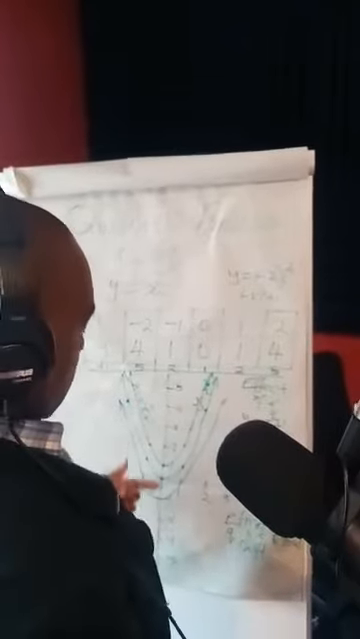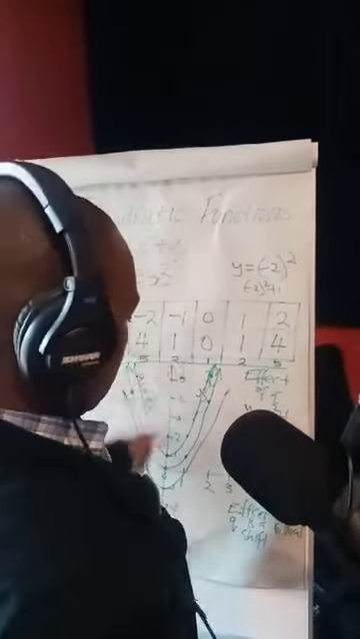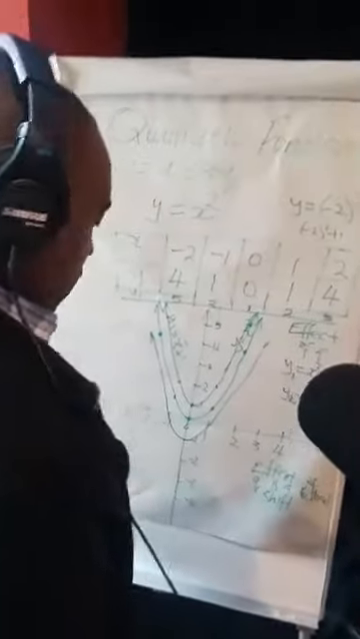But this one, the effect of Q is just a vertical shift, and you just shift it by Q units. Remember, if it is 1, you shift it by 1 unit. If it is 2, you shift it by 2 units. That is the effect of Q. Right, let's quickly check the effect of A.